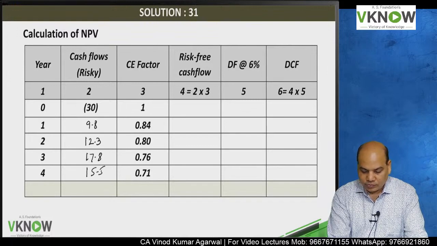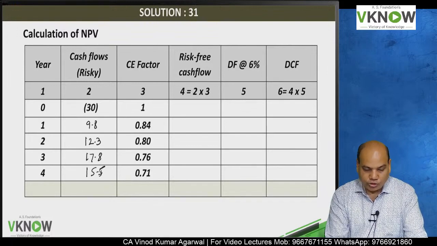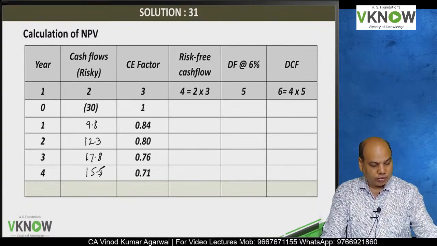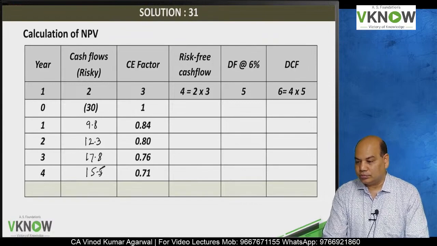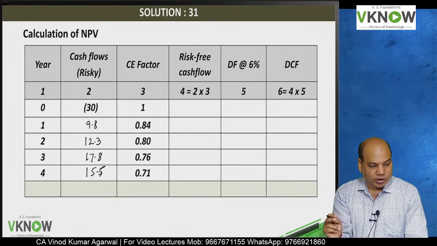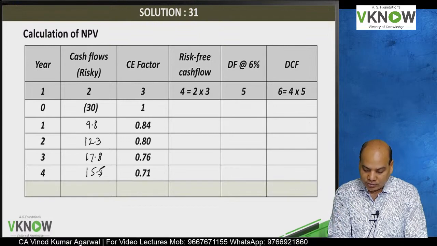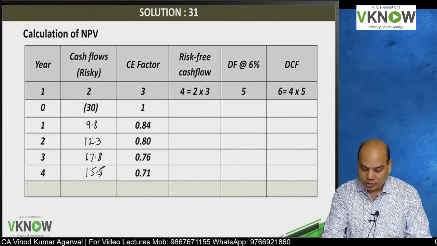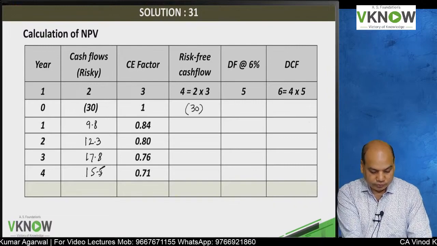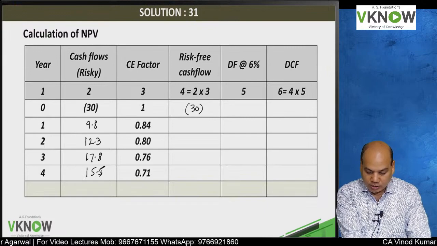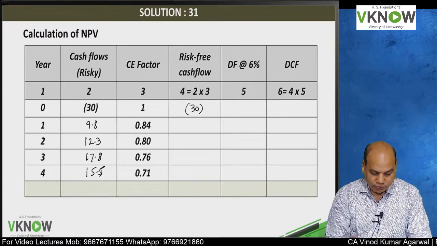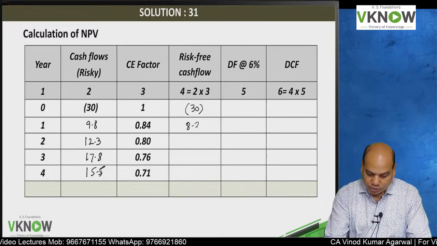Next answer is calculation of NPV using CEC approach. So now first you bring this expected cash flow in this working and then multiply by certainty equivalent coefficient. 30 into 1. Then you multiply 9.8 into 0.84. This is 8.232.